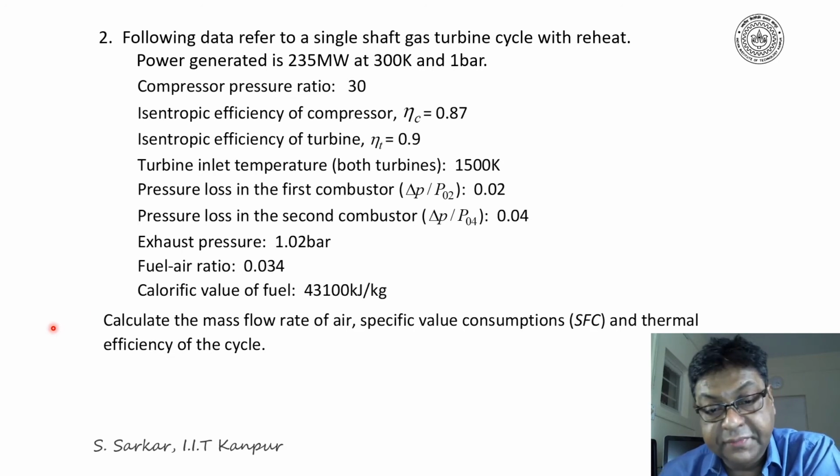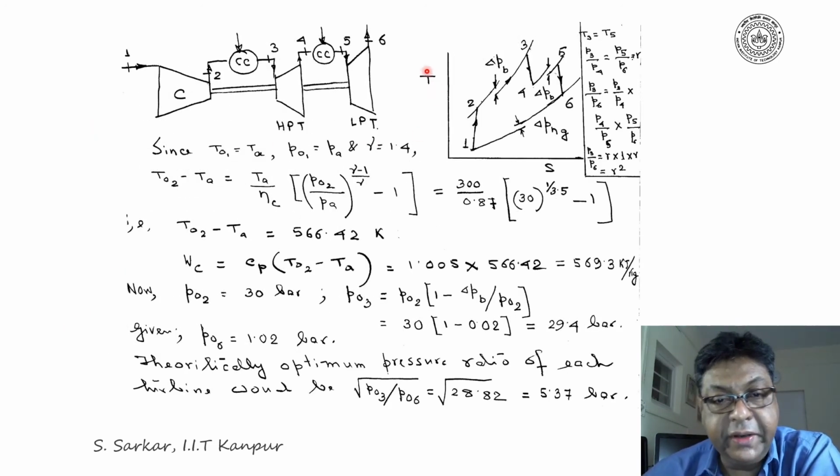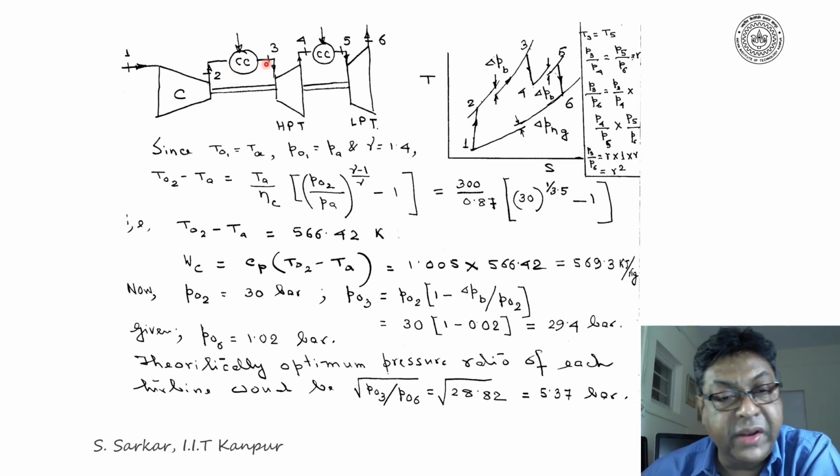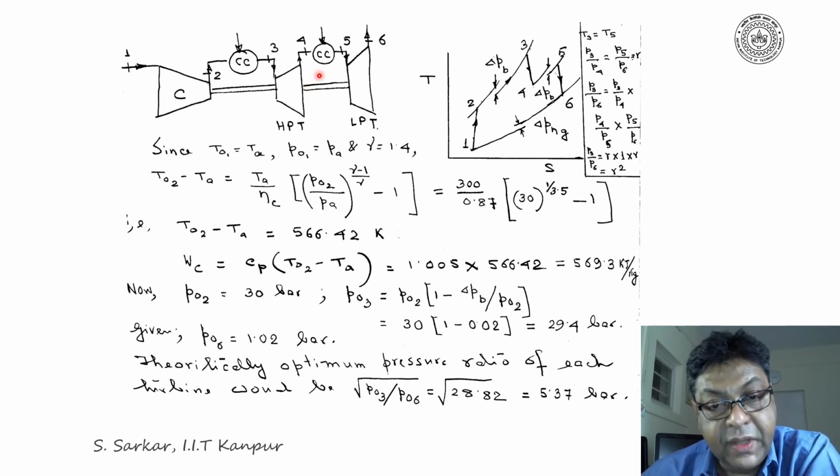of the cycle. I have indicated here the schematic of a reheat cycle where C represents the compressor, HPT indicates high pressure turbine, LPT being low pressure turbine. So air is compressed in the compressor, then it is heated in the combustion chamber, and the high pressure and temperature gas is expanded in the high pressure turbine, and then again it is reheated and then expanded through the low pressure turbine.